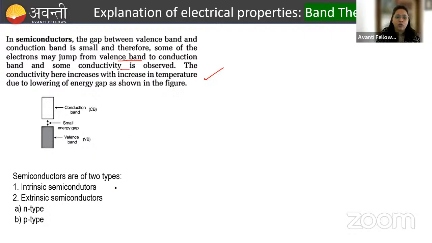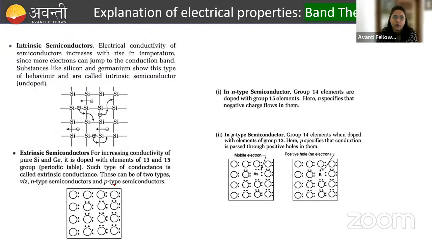Okay, so what are the two types of semiconductors? Intrinsic semiconductors and extrinsic semiconductors. And extrinsic semiconductors are of two types, N type and P type, which are doped types of semiconductors. Okay, so what are intrinsic semiconductors? These are the semiconductors whose electrical conductivity increases with rise in temperature.